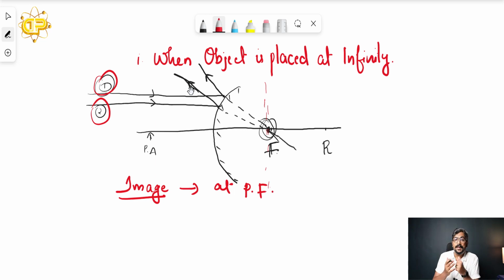Okay, now what are the different properties of the image formed there? Are they meeting in real? No, they are not meeting in real.